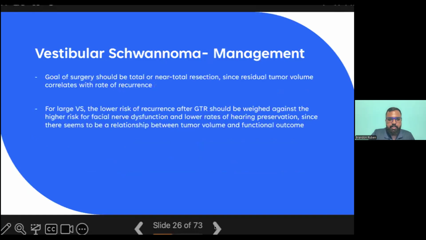The goal of surgery should be total or near total resection, since residual tumor volume correlates with the rate of recurrence. For larger vestibular schwannomas, the lower risk of recurrence after gross total resection should be weighed against the higher risk for facial nerve dysfunction and lower rates of hearing preservation, since there seems to be a relationship between the tumor volume and functional outcome.